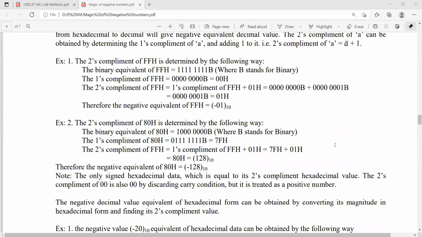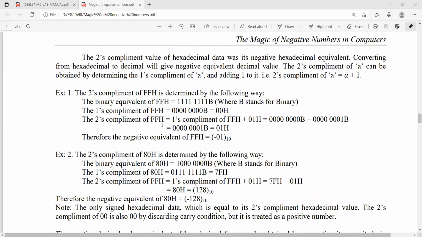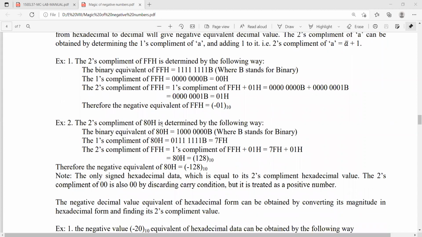So here there are some problems for the 2's complement method. If you want, you can go through this topic. For example, the 2's complement of FF. FF means like this. You can write it in binary format, then complement it. All ones will become all zeros. Then add 1, that will become 0. So FF means it is 0. But here, for this, one symbol is there. So therefore this can be treated as minus 1.